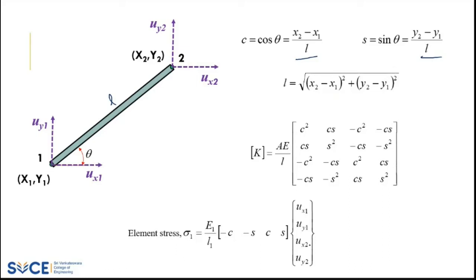There is another formula for identifying stress. Your stress sigma 1 will be equal to E1 by L1 for element 1 into [-C, -S, C, S] times [UX1, UY1, UX2, UY2]. So have a note of this formula. We'll be using these formulas to solve problems related to truss.